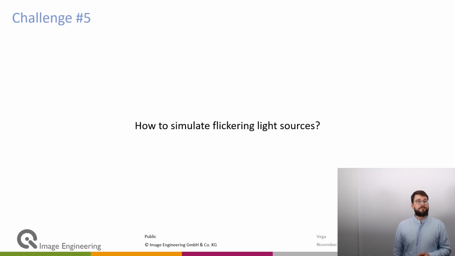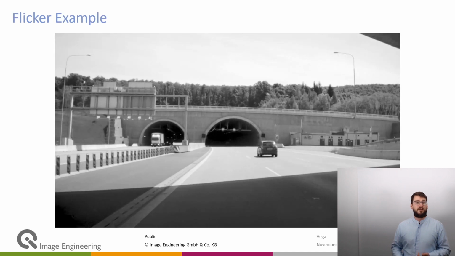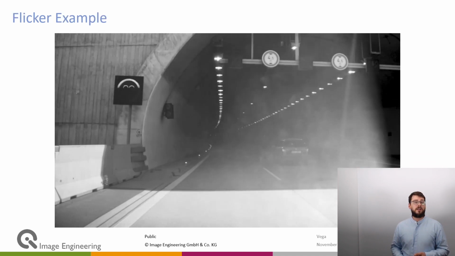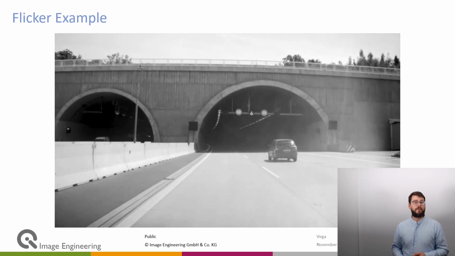Challenge 5. How to simulate flickering light sources. Now that we have gotten rid of the flicker in our light source, we want to introduce flicker, but we want to introduce it in a controlled way. Why is it important, you would ask? And here is a good example.